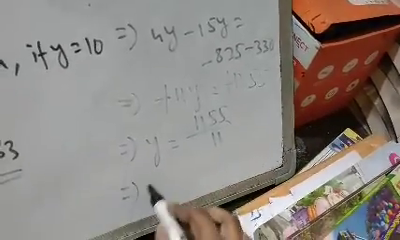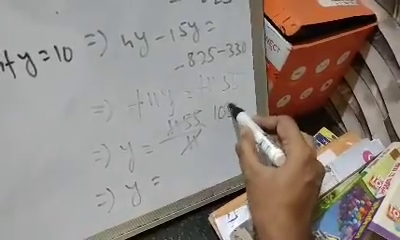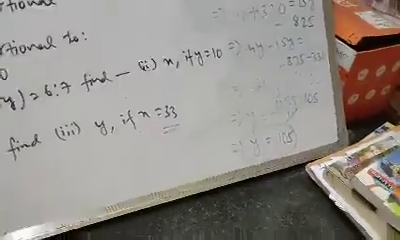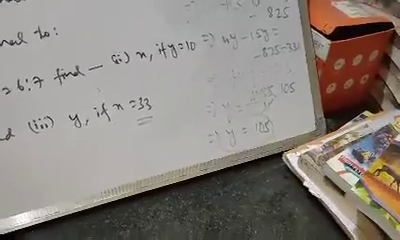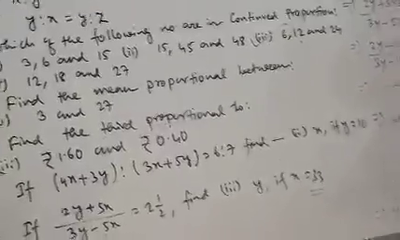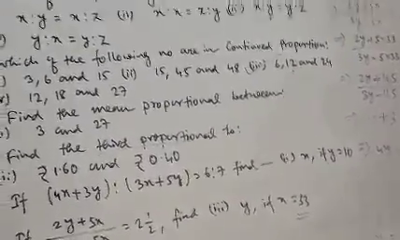Now divide. 11 ones are 11, 0, 11 5s are 55, so 105. Now y will be 105. This is the answer. 105 will be the answer. That's it. This exercise is complete. We will start the next exercise the next day. Thank you.